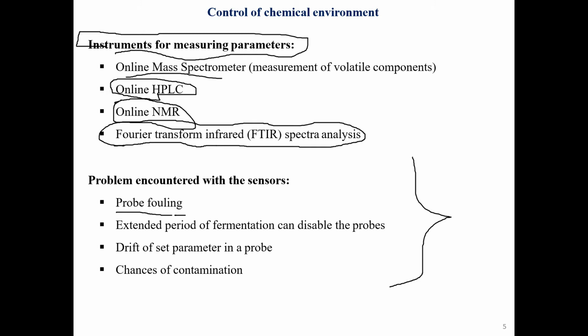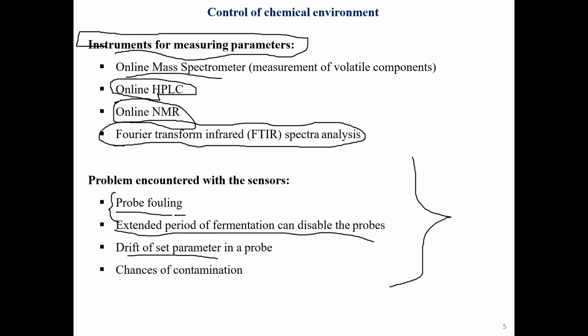So we may obtain results such as false positive or false negative. This may be caused due to probe fouling. Also, an extended period of fermentation can disable the probes. Definitely, fermentation is just not an indefinite process. It has its own time. It has its own limitations. So an extended period, or a period over the maximum, may affect the sensitivity of the probes.